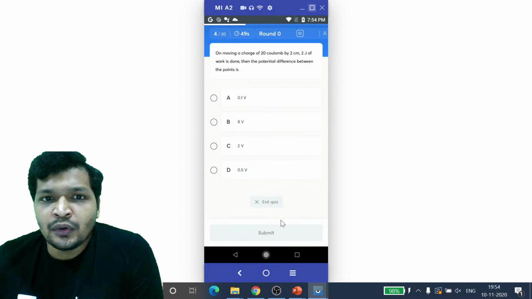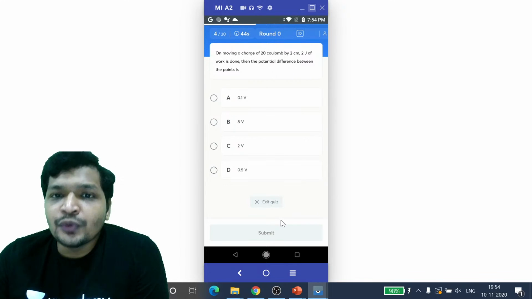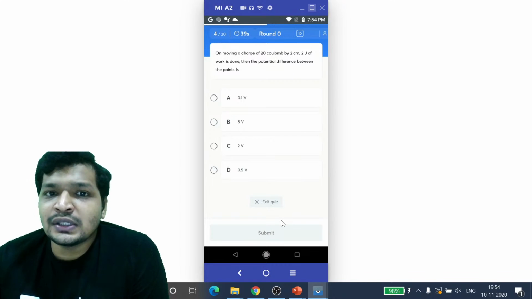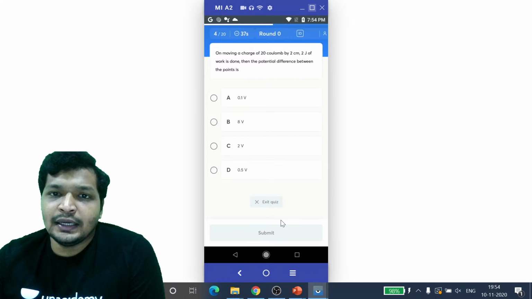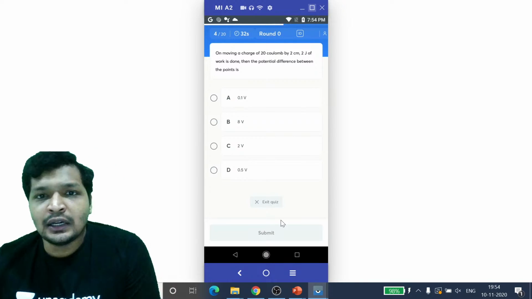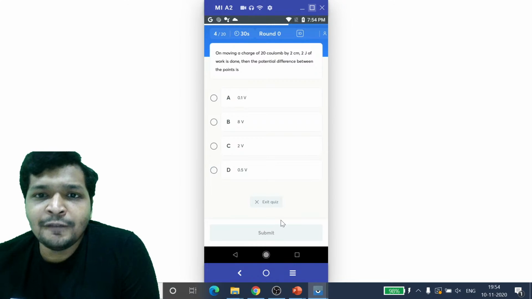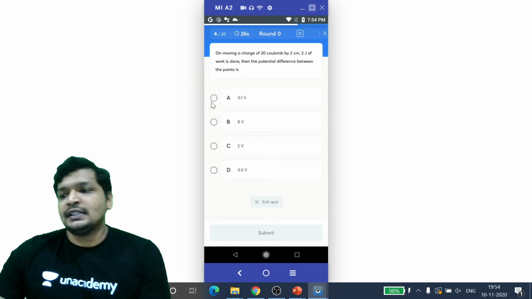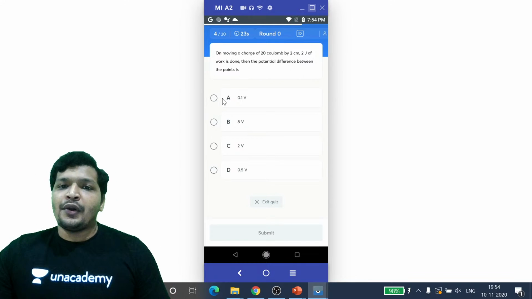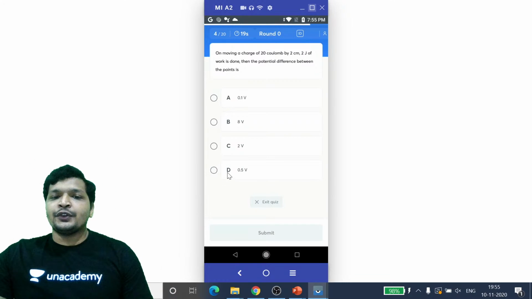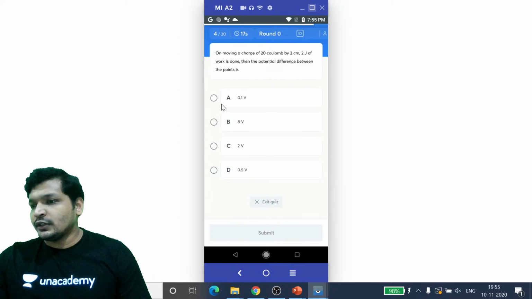Now 2 joules is the work that you had to do to move this 20 Coulomb charge by 2 centimeters, right? Work done is 2. So 2 is equal to 20 delta V. And how much do you have? 1 by 10. So it should be how much, guys? 8 volt, 2 volt, 0.5 volt or 0.1 volt.